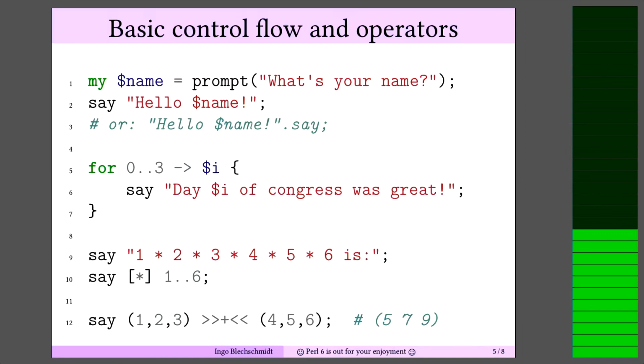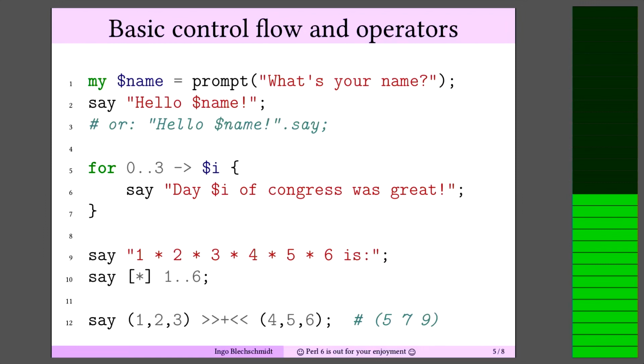So you still have the sigils, but they are invariant now. In line 2, you see basic input-output. And also from line 3, you can infer that everything is an object in Perl 6, just like in Python or Ruby. You can use either object-oriented notation for calling a method or a procedural one.